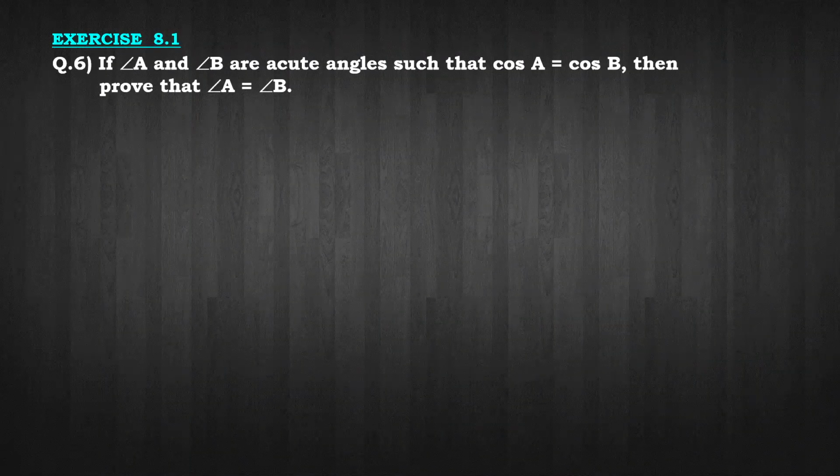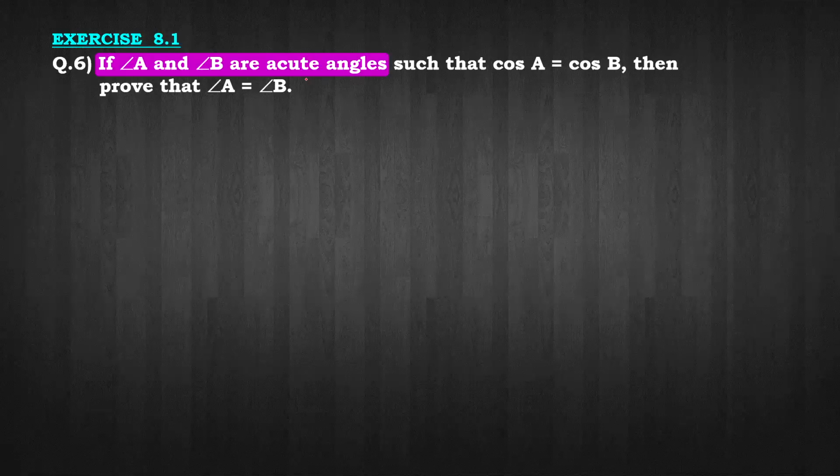Next problem. If angle A and angle B are acute angles such that cos of angle A is equal to cos of angle B, then prove that angle A is equal to angle B. Here angle A and angle B are acute angles, but we do not know whether they are angles in the same triangle or different triangles.